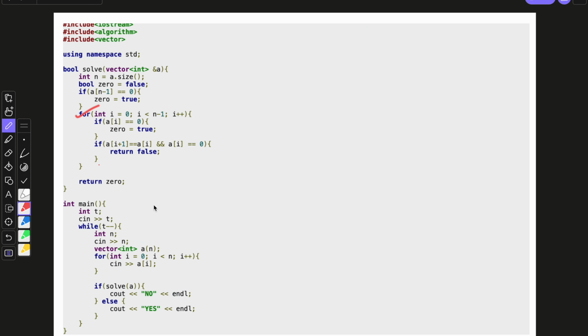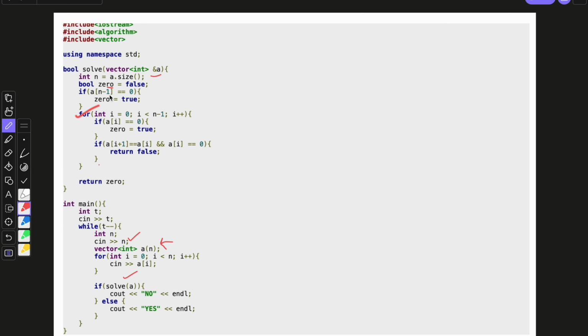So let's see the code for this problem. Okay, so t is the number of test cases. While t minus minus, we enter the integer n, which is the number of players. We enter the elements of the array A. Then I have made a function solve that takes in the vector A. N is equal to a dot size. I have made a zero bool which checks whether there is at least one 0 present or not.